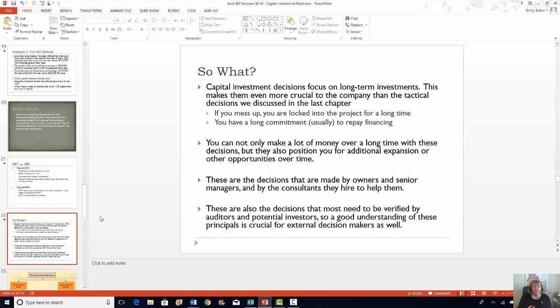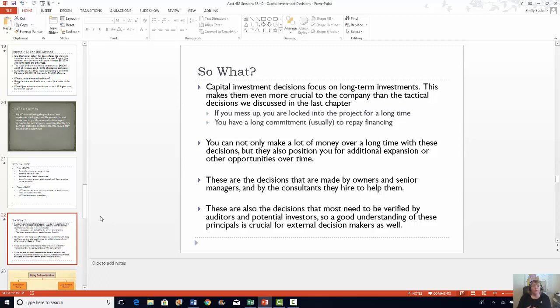So then you can not only make a lot of money over a long period of time with these decisions, but you're also in a position for you to have additional expansion or other opportunities over time. So these decisions really help you if you build another factory. You can really expand your business and there's other opportunities because if you expand your business into one area, maybe you can expand again in another area. So you hope that these long-term projects really go well.